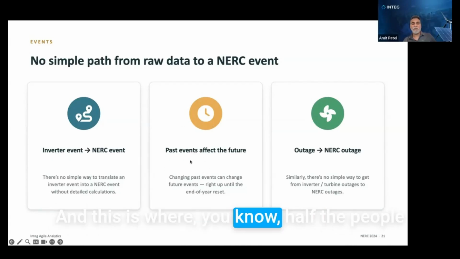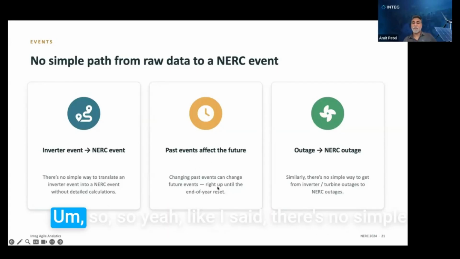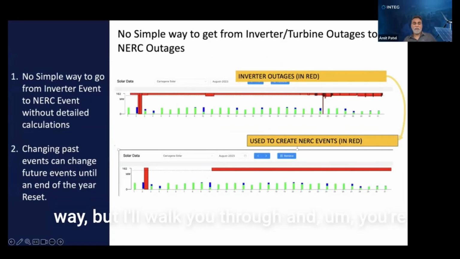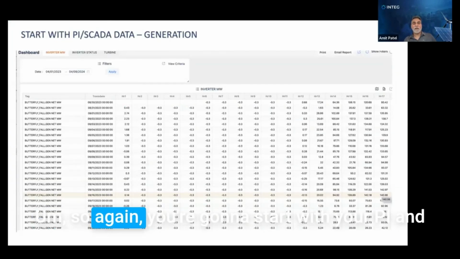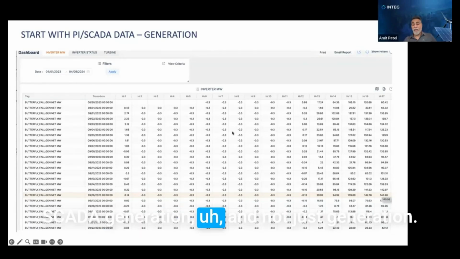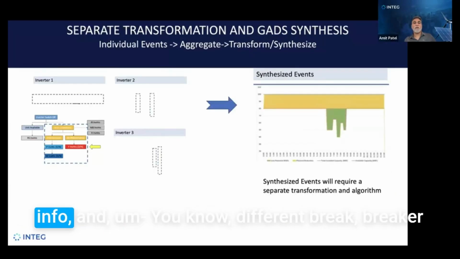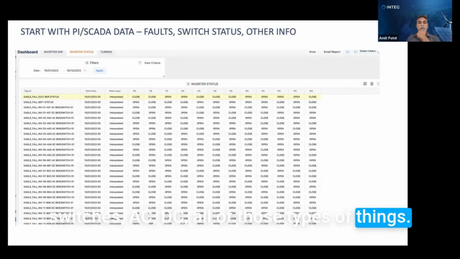And this is where half the people messing things up happens, where it's incorrect. So like I said, there's no simple way, but I'll walk you through it, and you're going to write some sort of algorithm to do this if you're going to automate it. So again, you're going to start with your PI and SCADA generation, and not just generation. You're going to get a bunch of other data that you're going to need: fault, switch status, other info, and different breaker switches, AC, DC, all of those types of things.